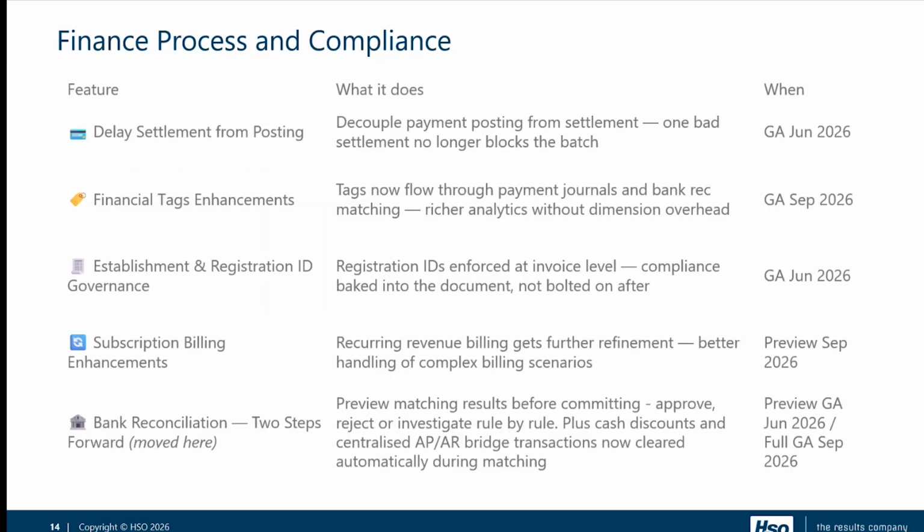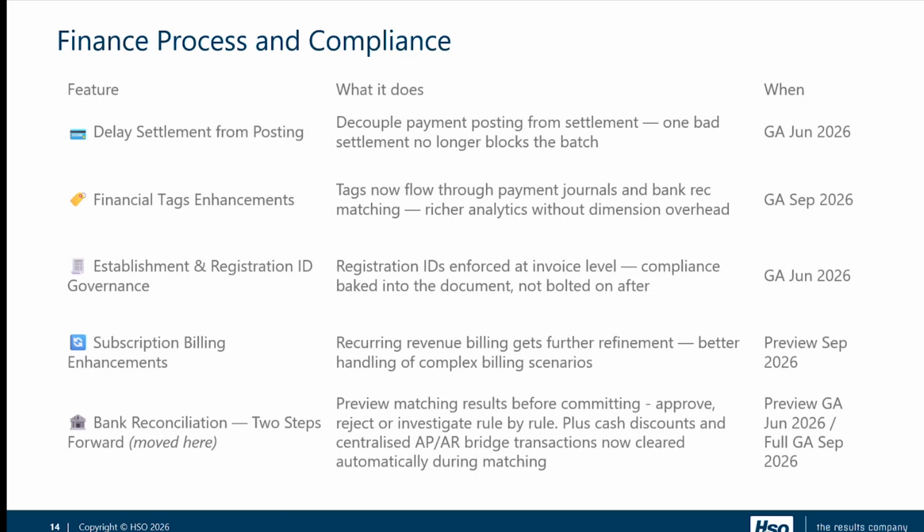So what have we got? Delay settlement. Doesn't sound a very fun feature, but it does decouple the payment posting from settlement. So high transaction volume businesses will feel this immediately. Any settlement errors in payments before used to freeze a payment run. Now these failed settlements are isolated, retried separately, and the actual payments post straight through, so you can still get the cash flow visibility improvement in real time.